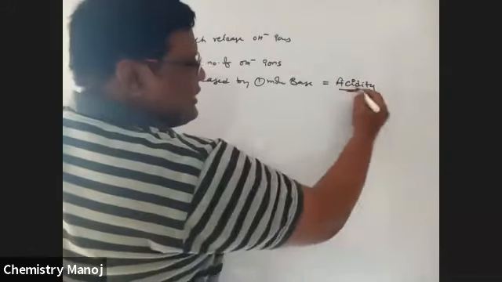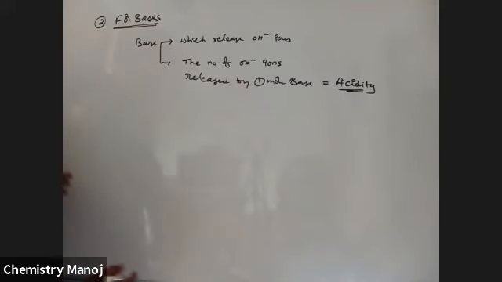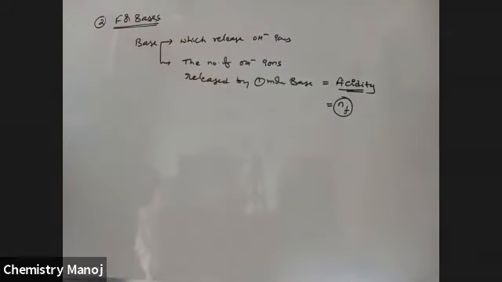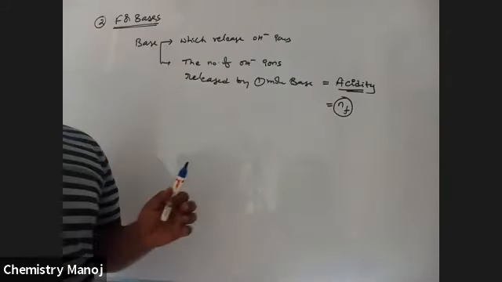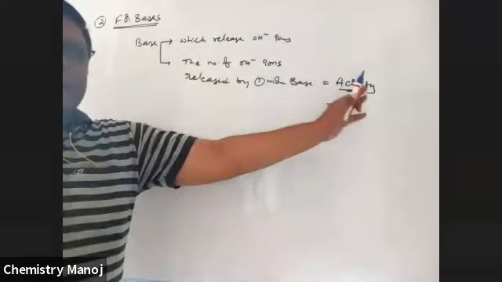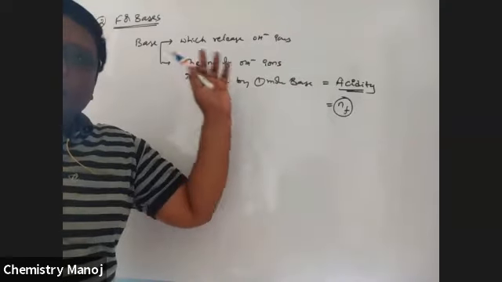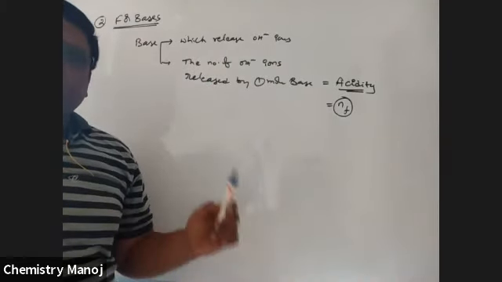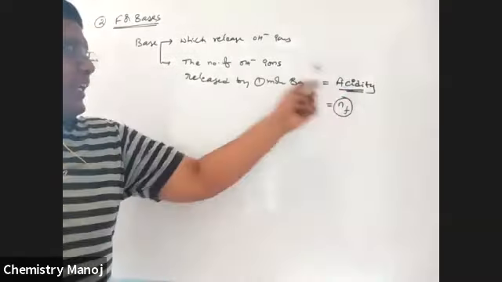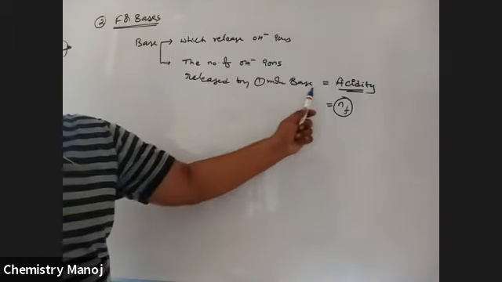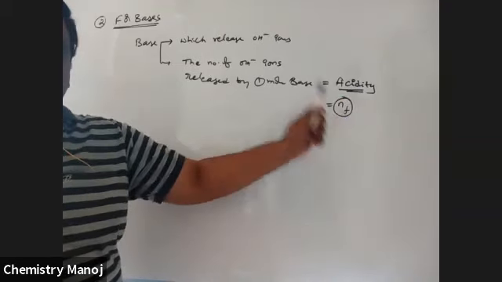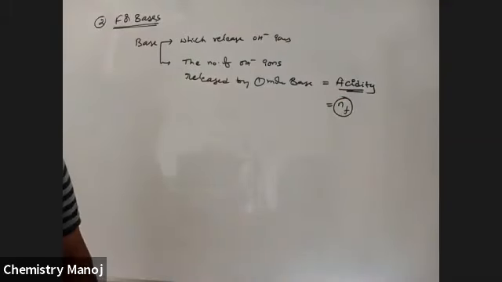For base, acidity is there. For acid, basicity is there. This acidity is nothing but the N factor of that particular base. For acids, basicity is the n factor. For bases, acidity is the n factor. What is acidity? That is the number of OH minus ions released by 1 mole of base. That acidity itself is taken as n factor. That is the valency factor.